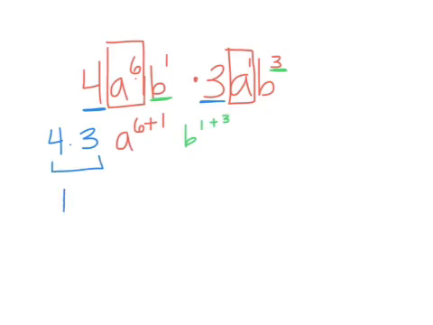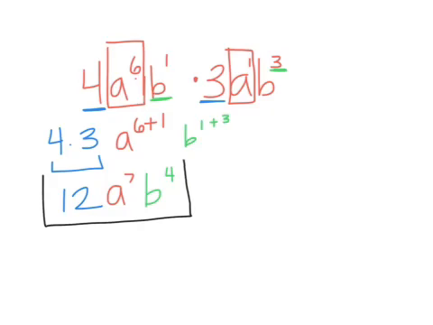4 times 3 is 12. I'm going to bring down my a. 6 plus 1 is 7, so a to the power of 7. And for my base b, I'm going to add 1 plus 3, and that gives me 4. And so I'm going to scan this, and I see that 7 is a positive exponent and 4 is a positive exponent. So that means that this is my final answer. Nothing is going to be moved to the bottom.